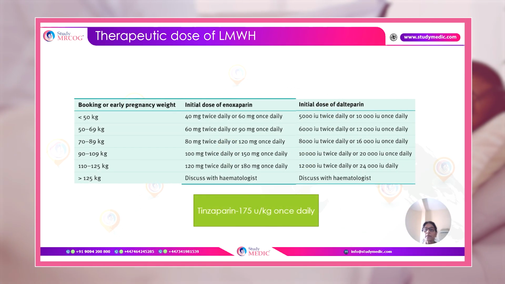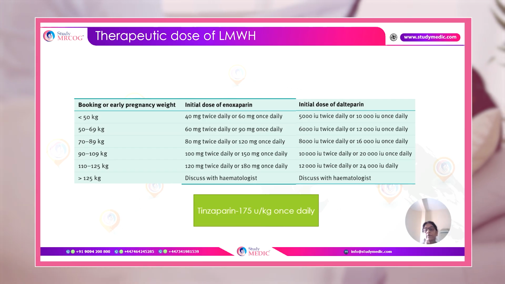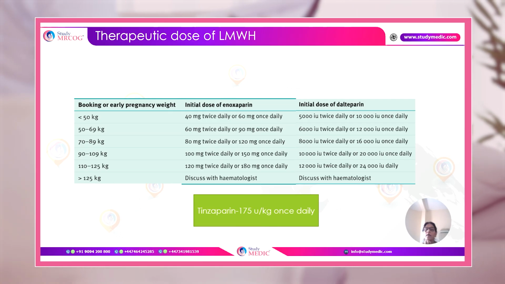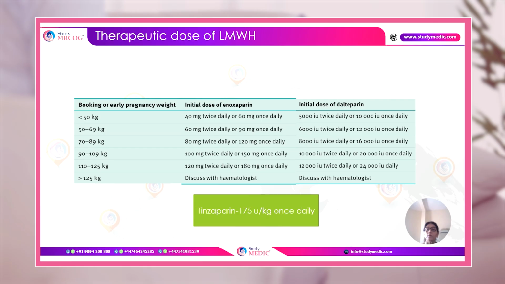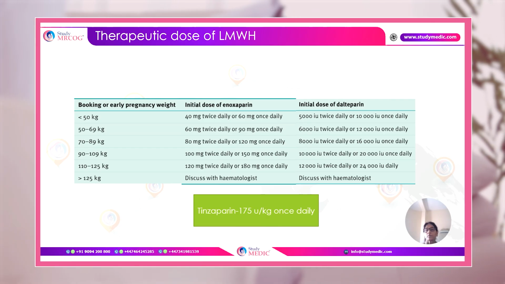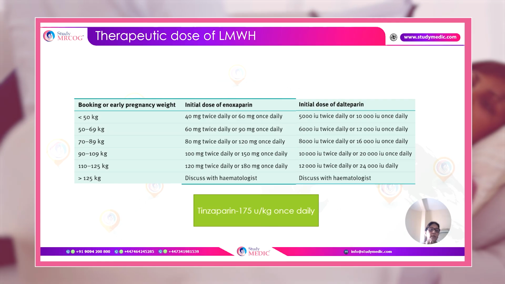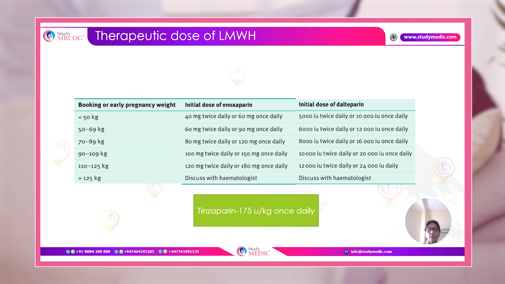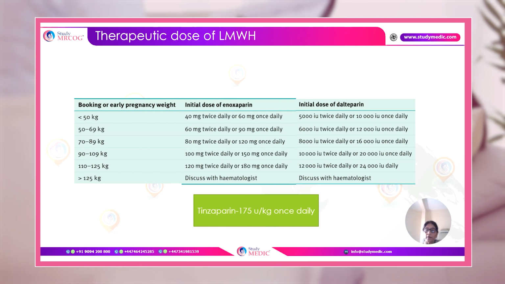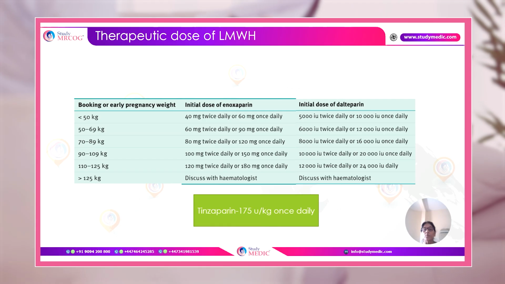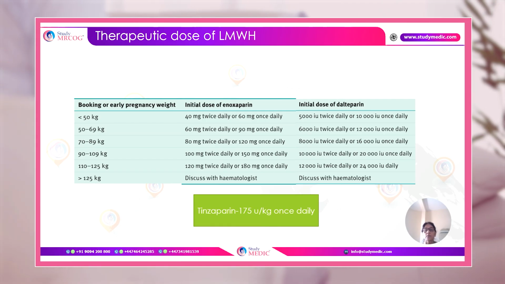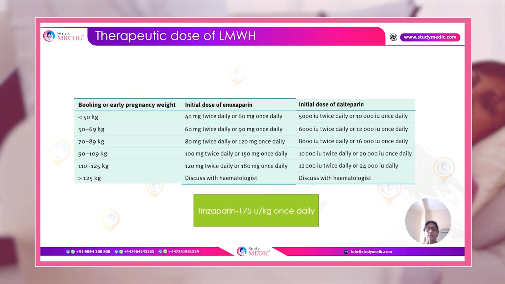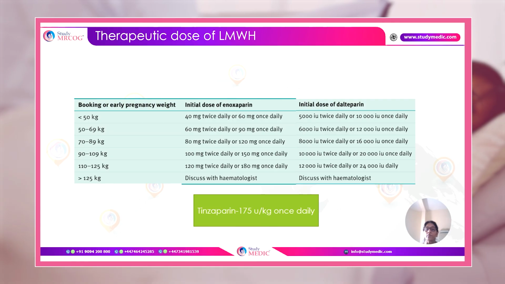So these are the doses of enoxaparin and dalteparin. Tinzaparin is very easy because it is 175 units per kg once daily, whatever is the weight of the woman. And for therapeutic doses, remember the weight is less than 50 kg, 50 to 69, 70 to 89, 90 to 109, 110 to 125 or more than 125. So please read the question very carefully, whether it is therapeutic dose or prophylactic dose, and read what is the weight that is given. Always use booking weight or early pregnancy weight, not the current weight of the woman. Alright.